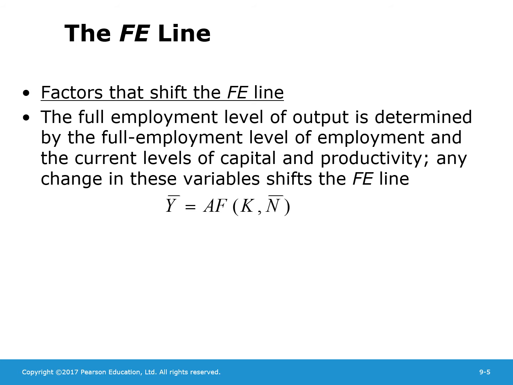So now what are the factors that shift the FE line? When does the FE line shift? The full employment level of output, Y bar, is determined by the equation I've just written, which we saw in chapter 3. Y bar is A times F of K and N bar. It's a function of capital stock K, and N bar, the full employment level of employment, and A is the productivity. So any change in any of these three factors will affect Y bar. The three factors are the full employment level of employment N bar, the current level of capital K, and productivity A. Any change in any of these three variables will shift the FE line.